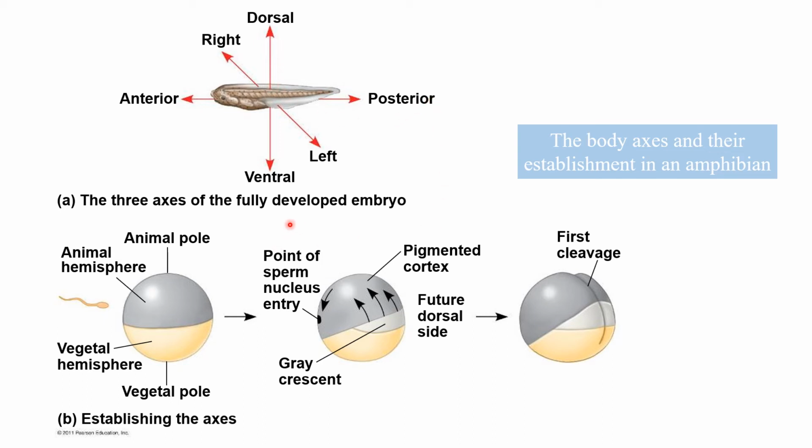Okay? So the three axes of a fully developed embryo. Again, for establishing axes, we always have the animal pole, which is usually the darker side of the embryo, and then the vegetal hemisphere or the vegetal pole. Once there's a fusion, or a point of fertilization or entry of a sperm, there's always a rotation that happens. So the pigmented cortex is here, and then eventually there will be a gray crescent that is formed. The future dorsal side of the egg will be this part, and this already gives you the idea that this will be the ventral side of the developing embryo. Okay.